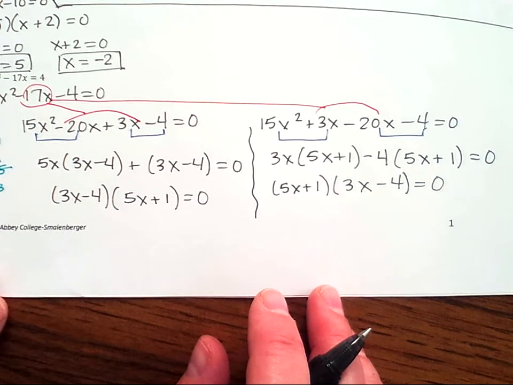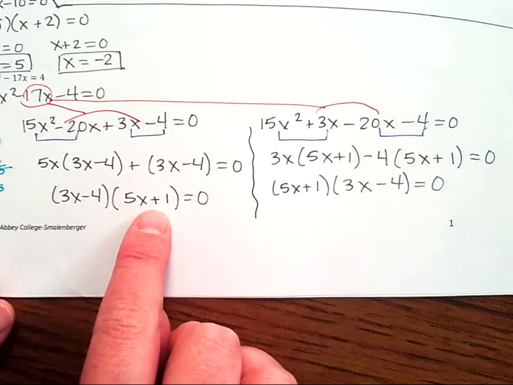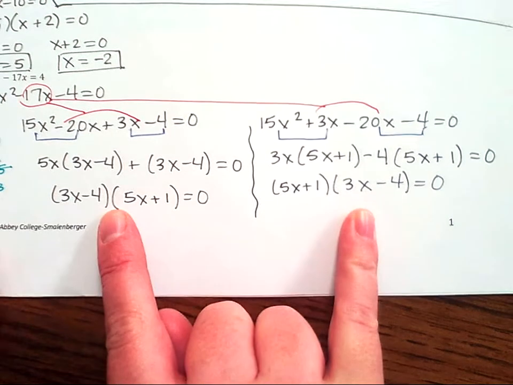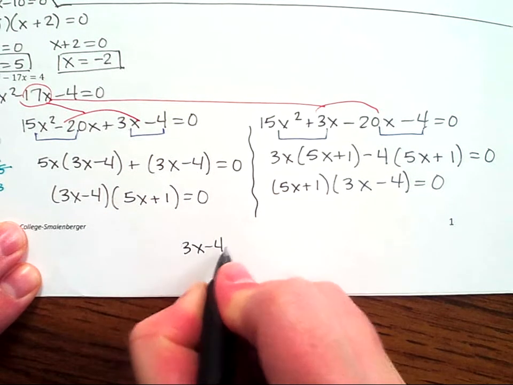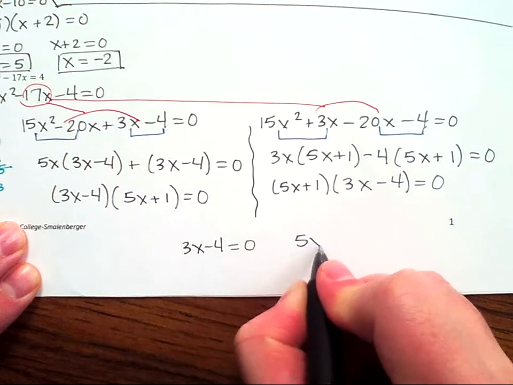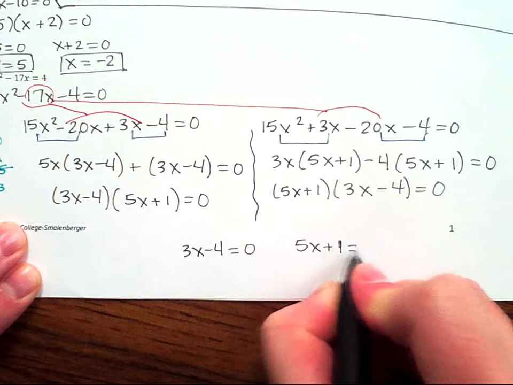So now I need to use the zero product principle. So I'm going to set each term equal to 0. Both of these are the same, so I'm just going to do one of them, right? So I get 3x minus 4 equals 0, and I have 5x plus 1 equals 0.